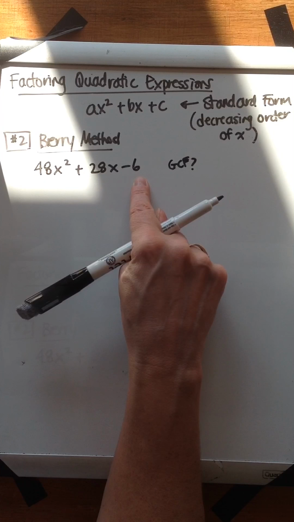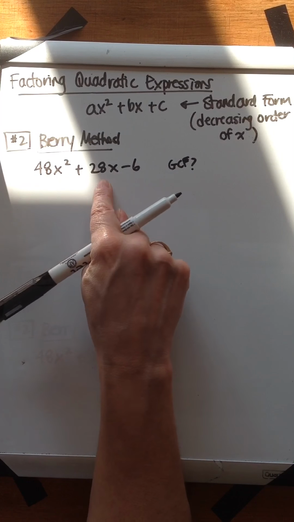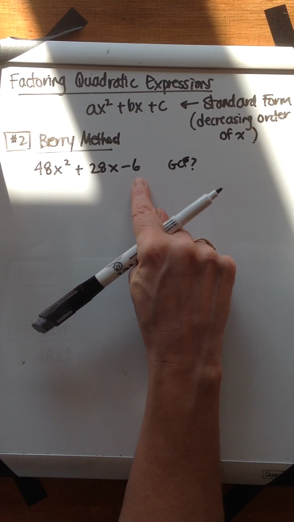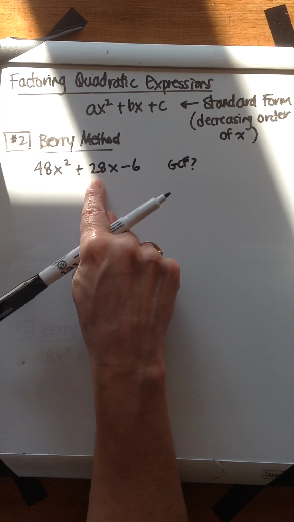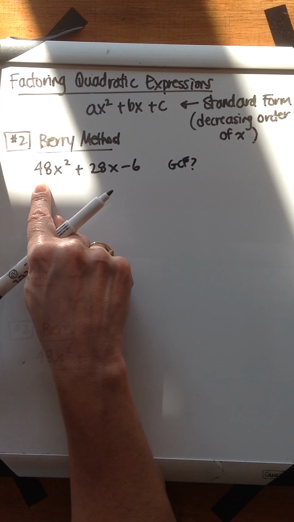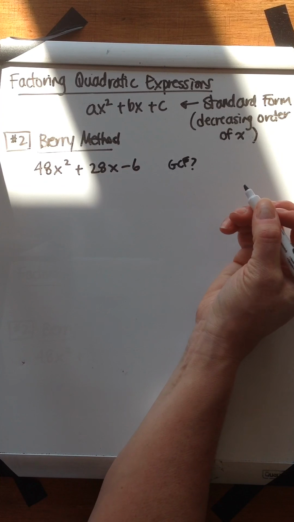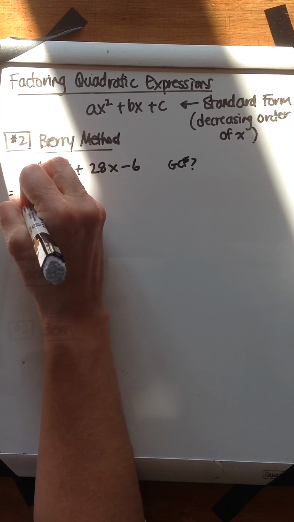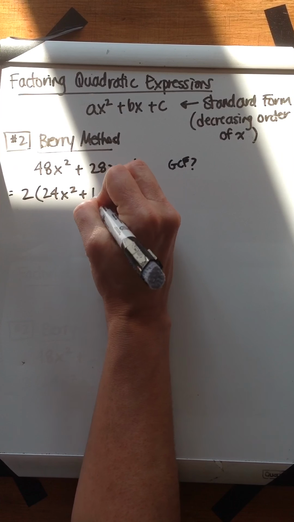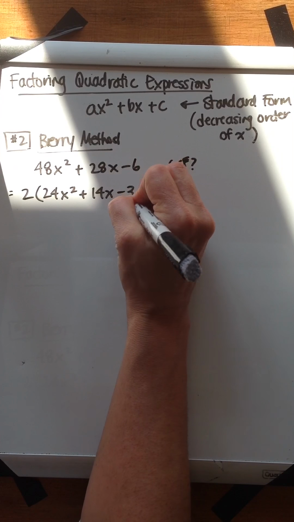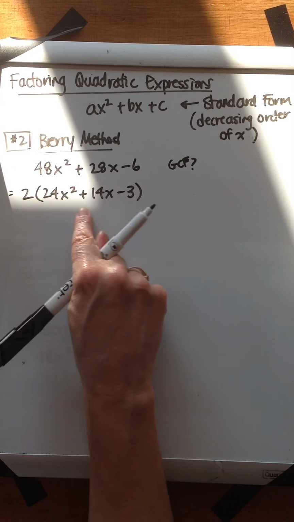2 works. Would 3 work? Well, 3 is not a factor of 28, though it is of 48. Can't do 4, can't do 5. Could we do 6? Well, again, 28's not a multiple of 6. 48 is. So we're going to have to take out a factor of 2. So let's do that first and see what we're left with. There we are.